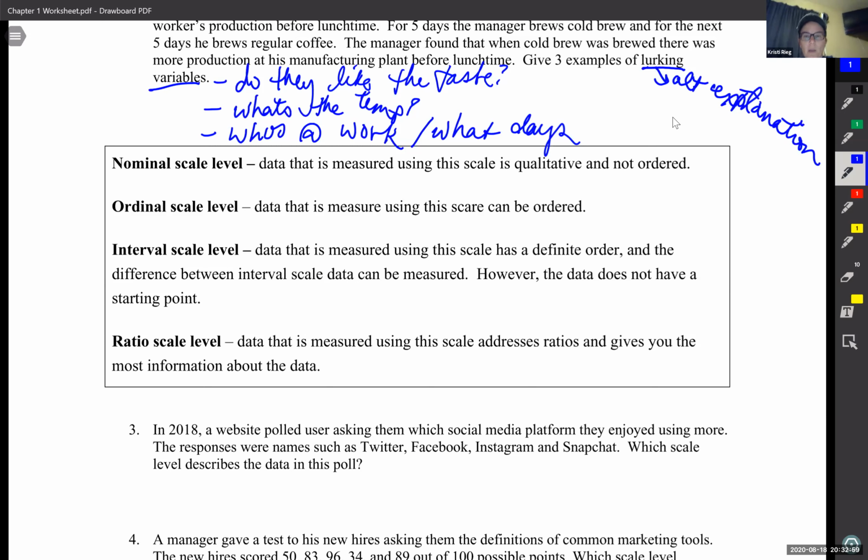Okay, so we have, and I talked about this briefly in the last video, categories and words, and then we have numbers. So these 2 are going to be categorical.